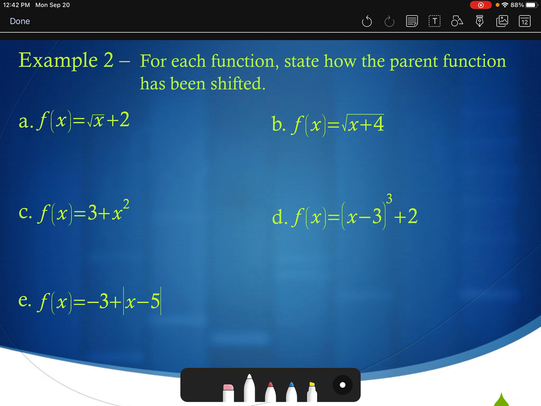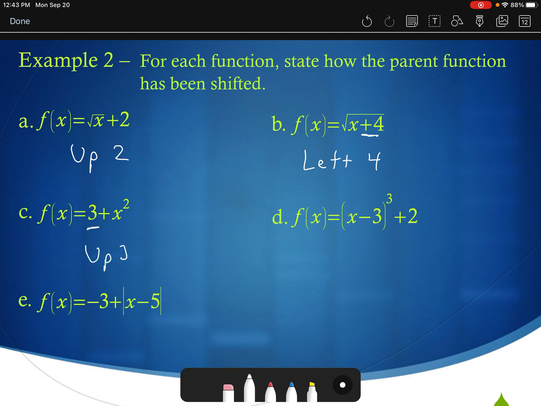Okay, so on number 2, for each function, state how the parent function has been shifted. All right, so on the first one, square root of x plus 2 means that graph is going to be moved up 2. Letter B, well, it's inside the function, so it's going to be left 4. Because it's inside, it's opposite.